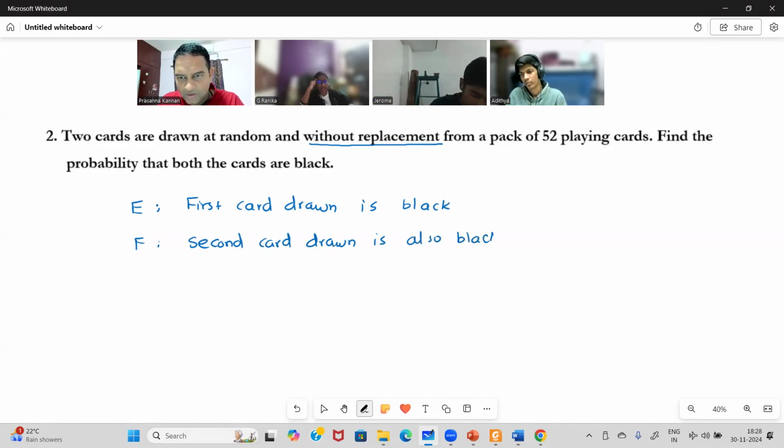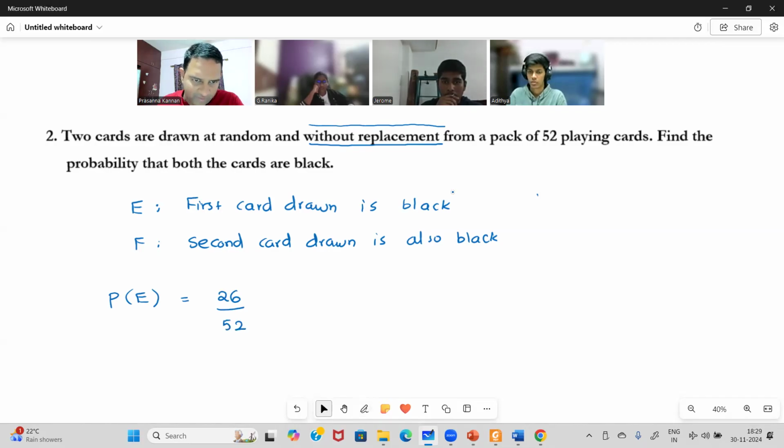Now, it is without replacement, correct, Ranika? Yes, sir. So what do you expect these two events to be? Will they be independent or dependent? It will be dependent. Very good. It will be dependent, correct? So can you tell me what is the probability of the first event? 26 by 52, sir. Very good. Because there are 26 black cards, totally there are 52 cards.